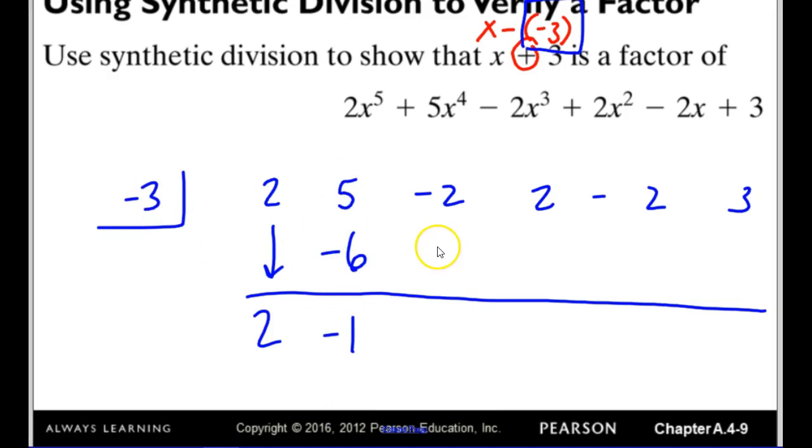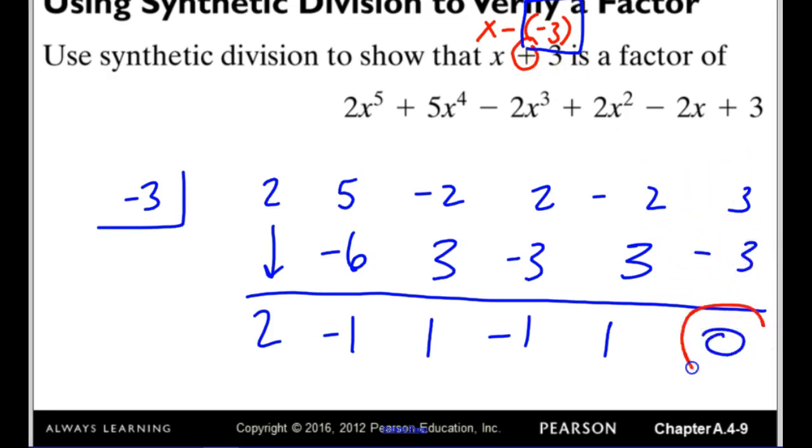Negative 3 times negative 1 is a positive 3. Then I add. Negative 2 plus 3 gives me 1. Negative 3 times 1 is negative 3. I add 2 minus 3 is negative 1. Negative 3 times negative 1 gives me 3. I add negative 2 plus 3 is 1. Negative 3 times 1 gives me a negative 3. So when I add here, I end up with a 0 as my remainder. If I end up with a 0 as my remainder, then I can say, yes, this is a factor right there. If I ended up with some number here as a remainder, then no, that would not be a factor. But since I ended up with 0, yes, it is.